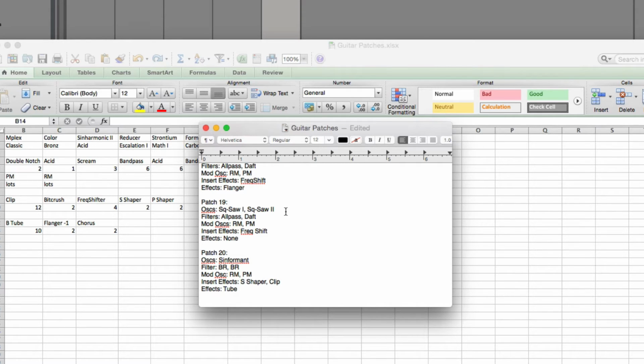Patch 20, 1 sine format filter or oscillator, band reject twice, a ring modulation and phase modulation, Moto SC. Insert effects is the sine shaper and the clipper, and then we have tube on the final bus.